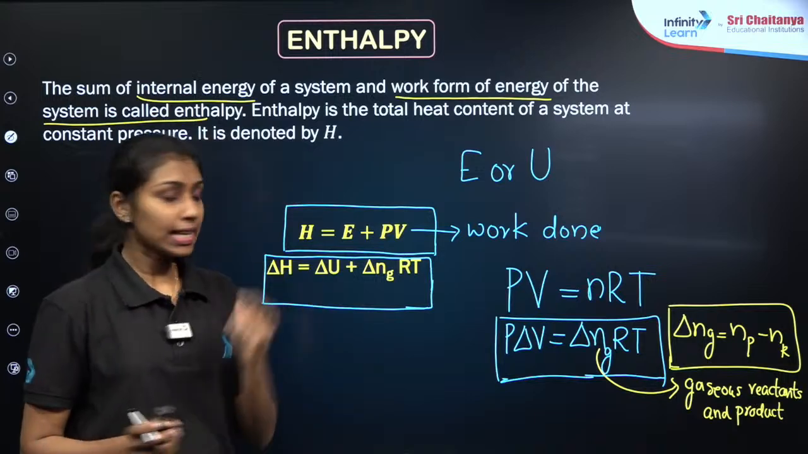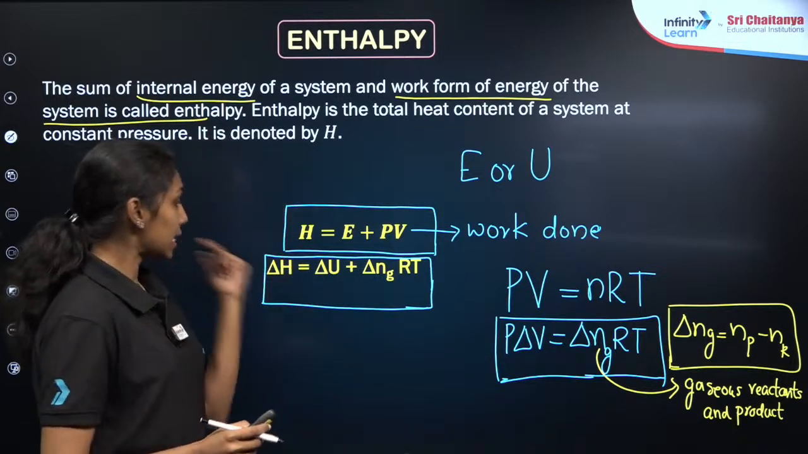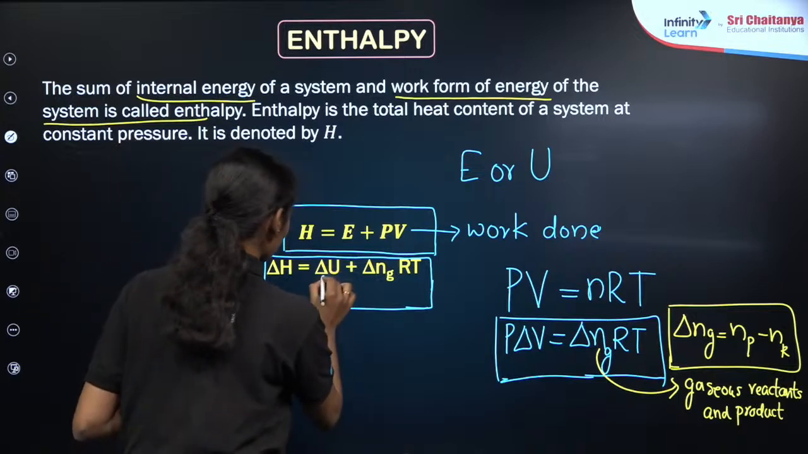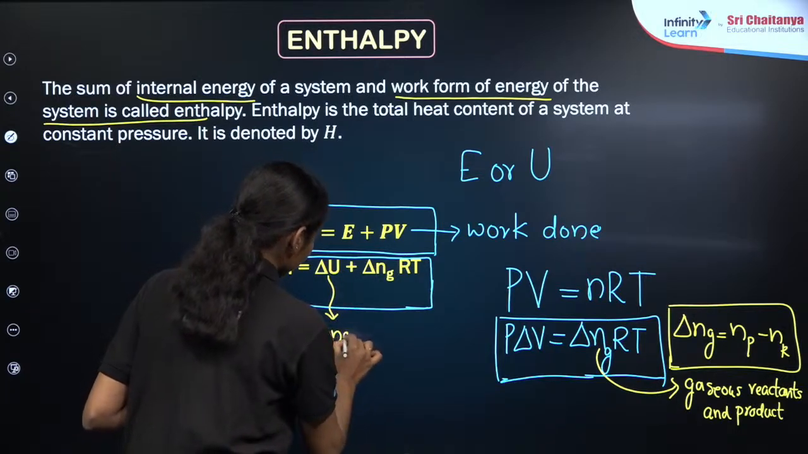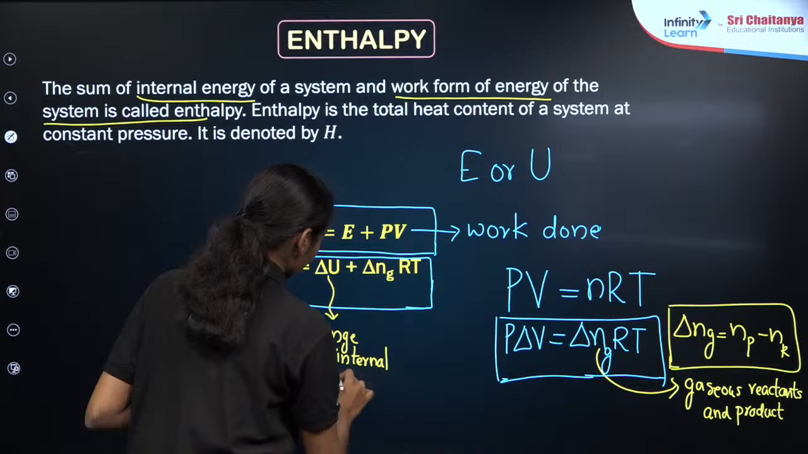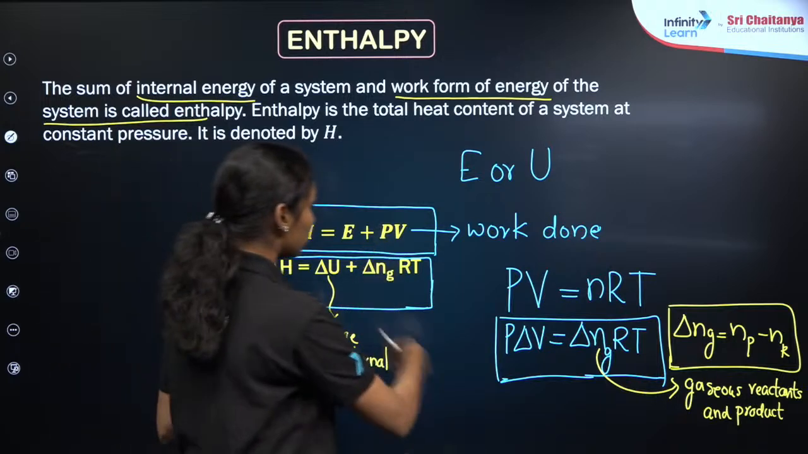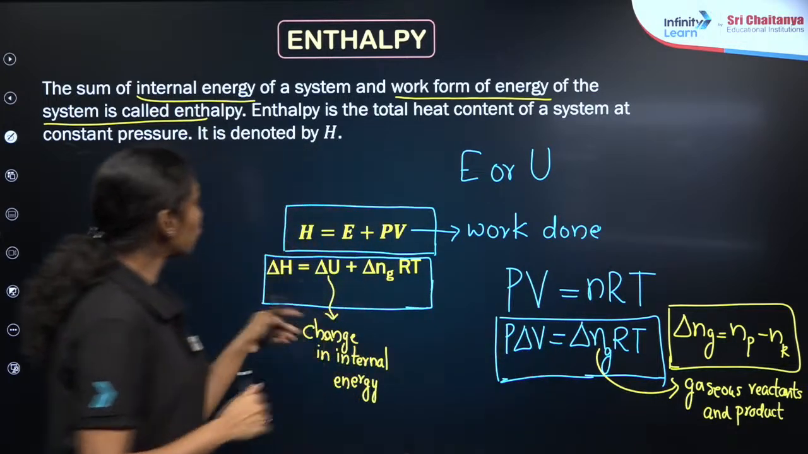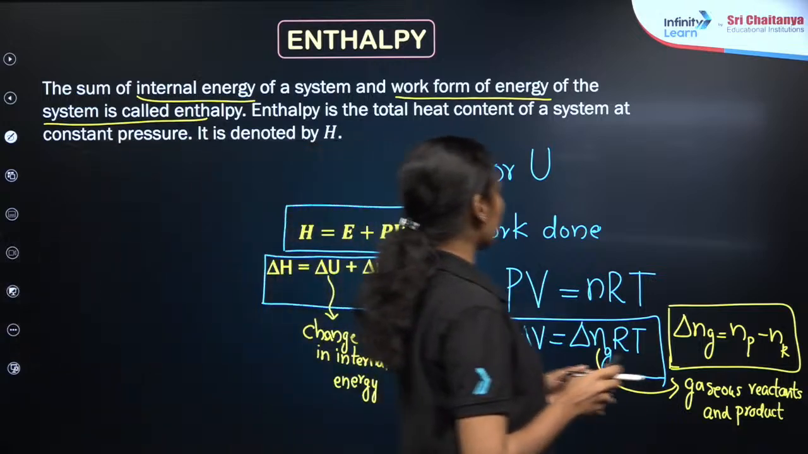So that we can define this equation again as delta H is equal to delta U plus delta Ng RT, where delta U is the change in internal energy. Then this PV work or pressure volume work can be written as delta Ng RT. So the final formula will become delta H is equal to delta U plus delta Ng RT. Clear?